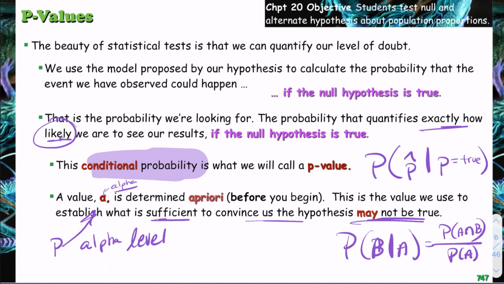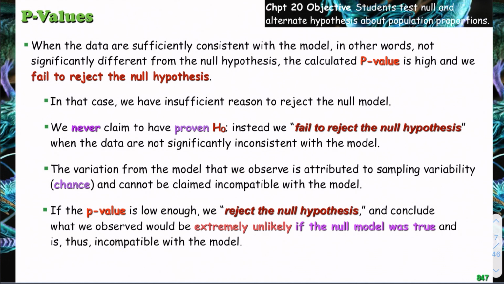Hence, we use alpha. So when the data are sufficiently consistent with the model, in other words, not significantly different from the null hypothesis, the calculated p-value, or the conditional probability that we got our data given that the null hypothesis is true, is relatively high. The chances that we get the thing if we assume that this was true is pretty high. And we fail to reject the null hypothesis.